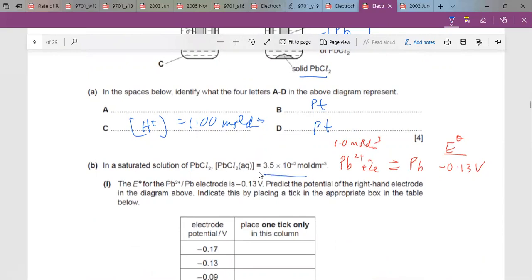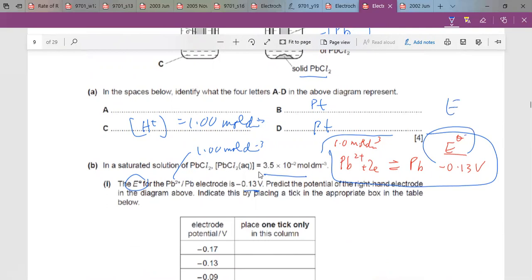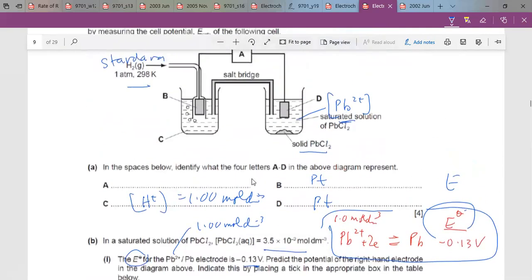The E naught means it's standard. Standard means this one is 1.00 mole per dm cube. If first you use lead nitrate, it will give you this one here, so it's minus 0.13. Predict the potential. That means the E naught here. Predict the E of the right hand electrode.